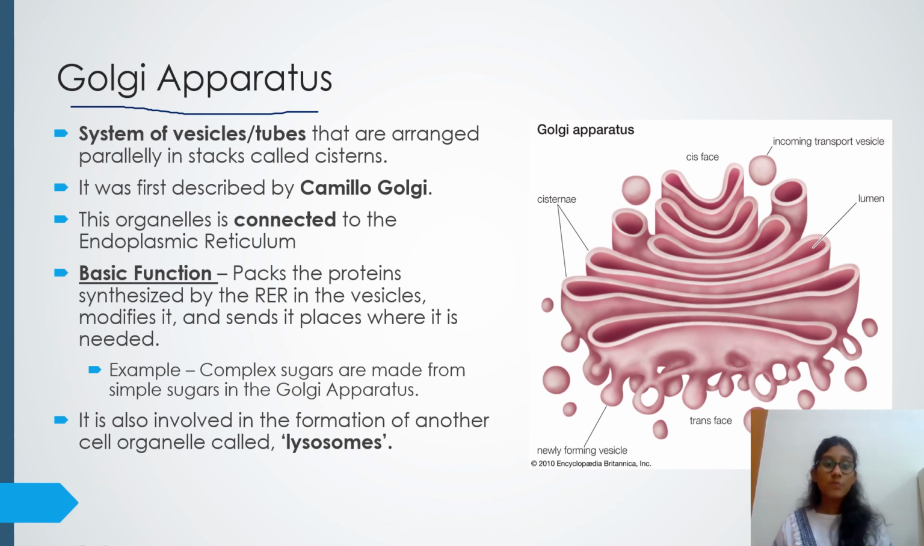And once this protein has been modified, the Golgi apparatus dispatches these modified proteins into whichever organelle requires it the most. For example, the Golgi apparatus is the cell organelle that converts simple sugars to complex sugars. Another important function of the Golgi apparatus is its involvement in forming another cell organelle called lysosomes. We will see more about lysosomes in the next part.